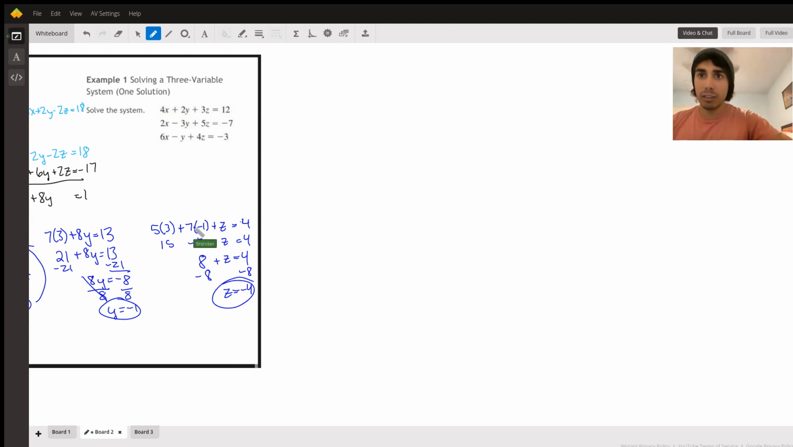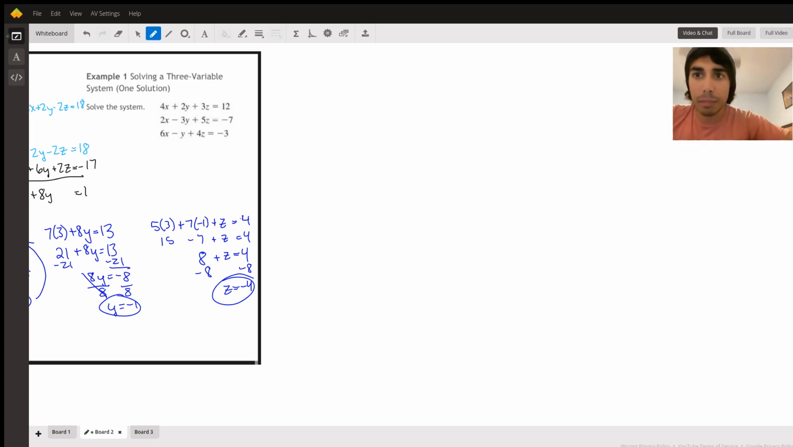All right, we got another one. And then we can move on to the other type of examples where we have either no solutions or infinite solutions. Okay, so I'm going to see what looks like it would be easy to get rid of. I'm going to say not the z's, because 3, 5, and 4 are our coefficients here.